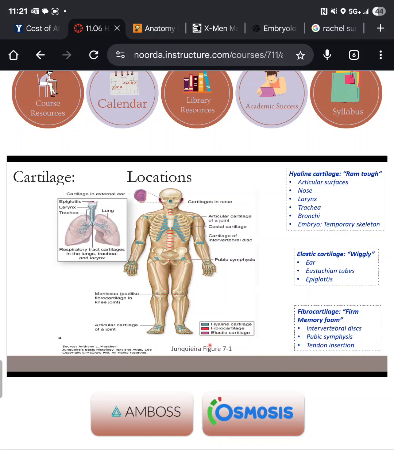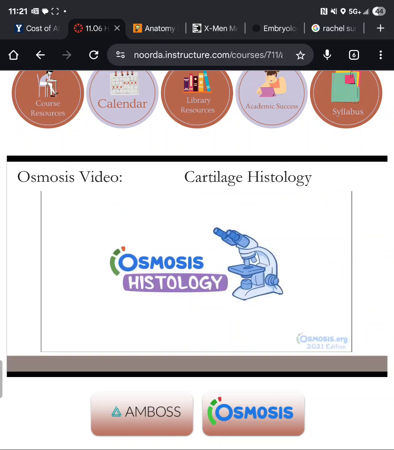The last category is fibrocartilage, and I like to think of a firm memory foam type of material, and this is very important for, again, present in the intervertebral discs, the pubic symphysis, so they are basically cushions between the key bony structures and are also present in tendinous insertions. Now, let's get a closer look.